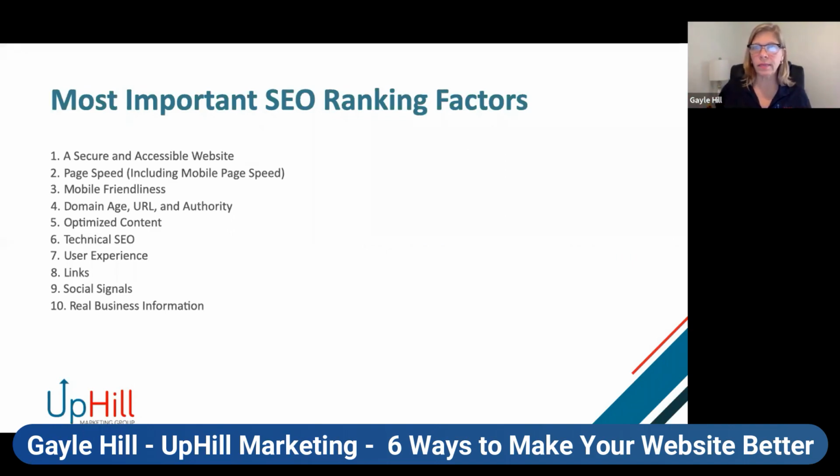And your URL, my business is called UpHill Marketing Group. I've got the word marketing in there, marketing group. It makes sense. I didn't decide to call it, I don't know, flowerchild.com, and it's a marketing company, and they don't have anything in common. So if you can name your business, your URL something similar to what your business does, it helps. That's the domain age, the URL, and the authority.